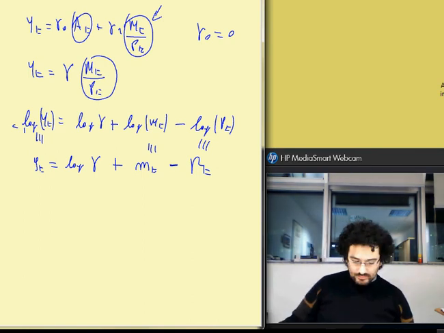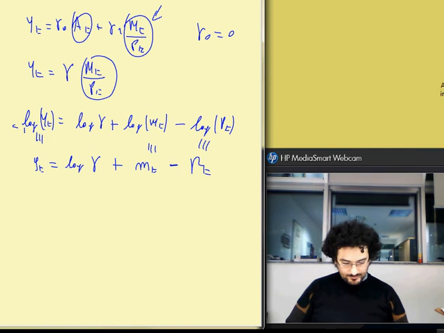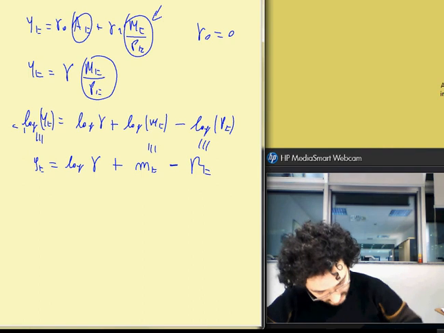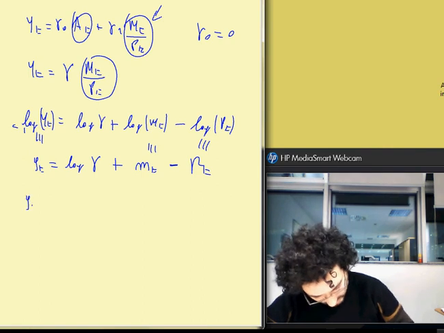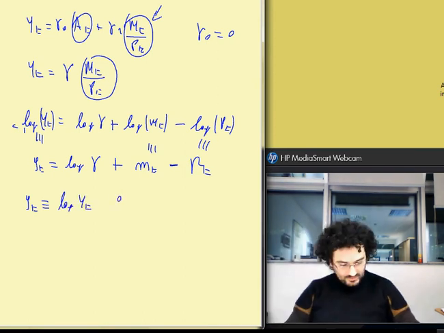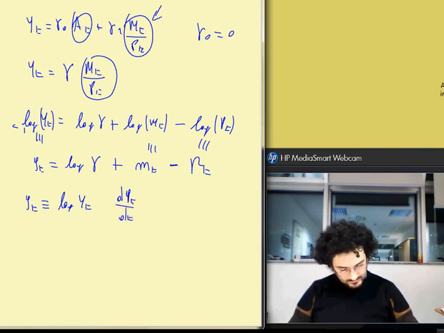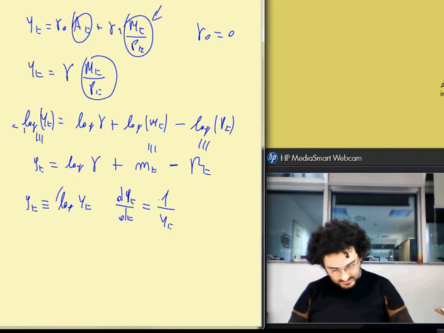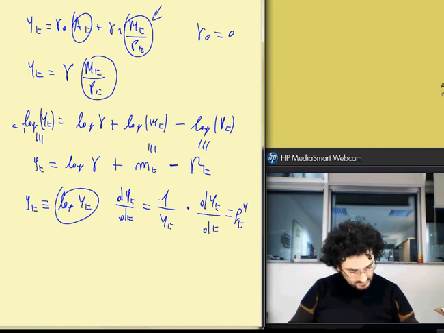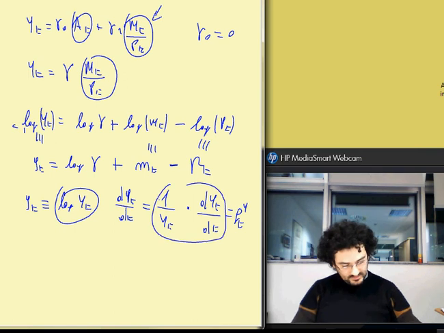In this way we can compute the rate of growth of GDP. Why? Because given this definition, small yt is defined as the log of capital Yt. But if we differentiate small yt with respect to time, this is equal to 1 over Yt, because this is a log, times the derivative of Yt with respect to time. But this is the rate of growth of GDP.